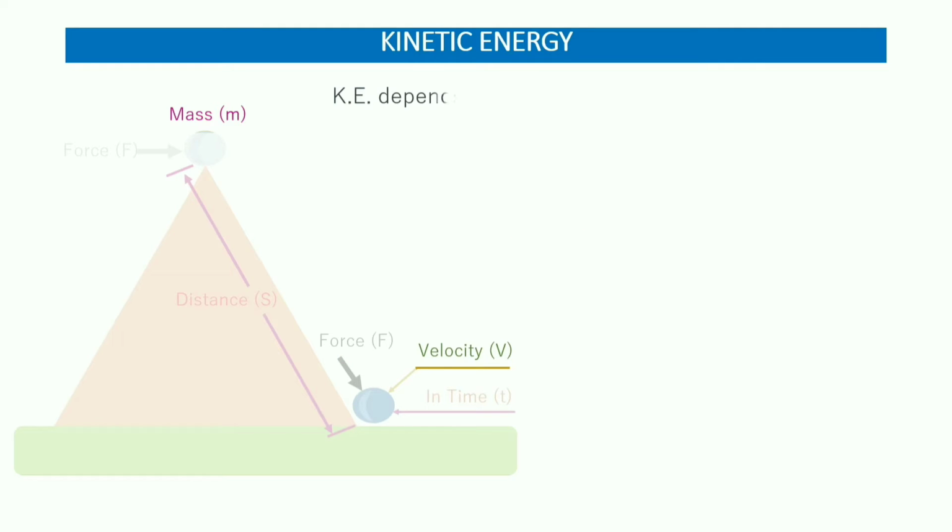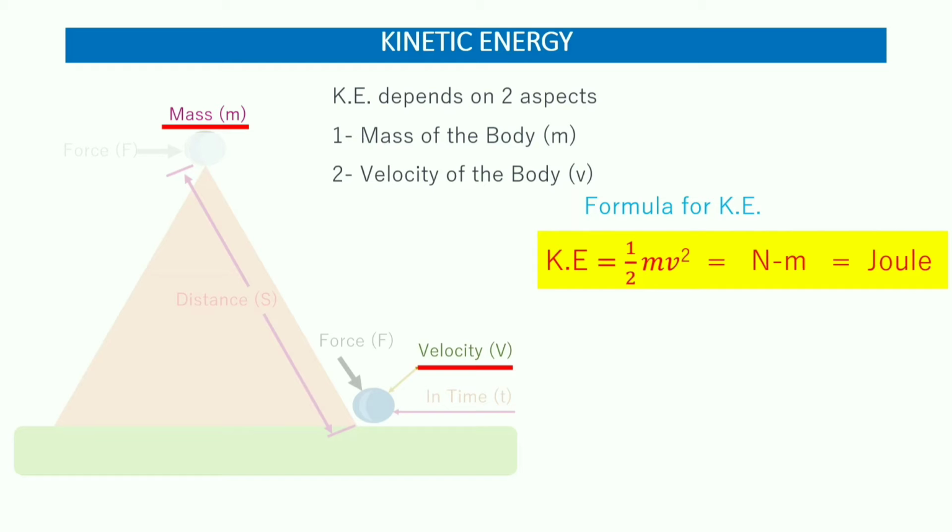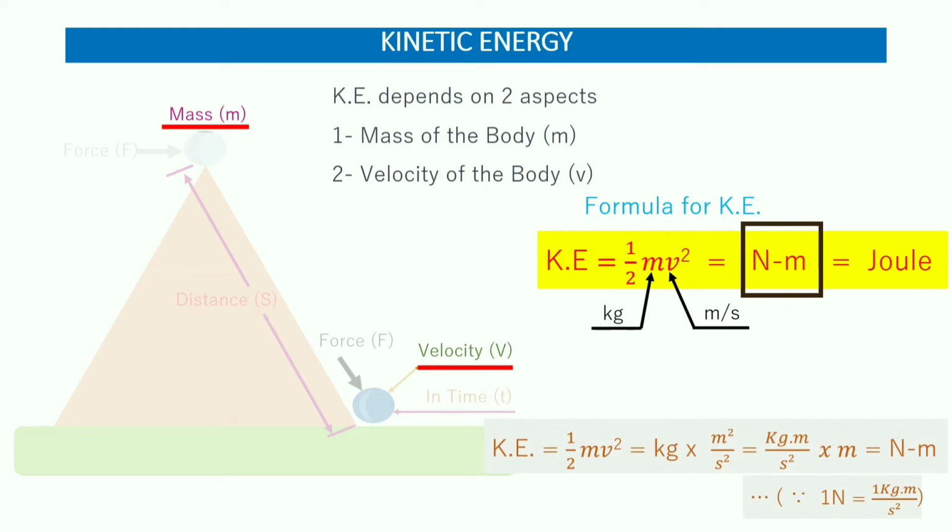Kinetic energy depends on two aspects of a body. One is the mass of the object and the other is the velocity with which it moves. Kinetic energy is given by the formula below. It may be noted that when mass is in kg and velocity is in meter per second, then kinetic energy will be in newton meter.